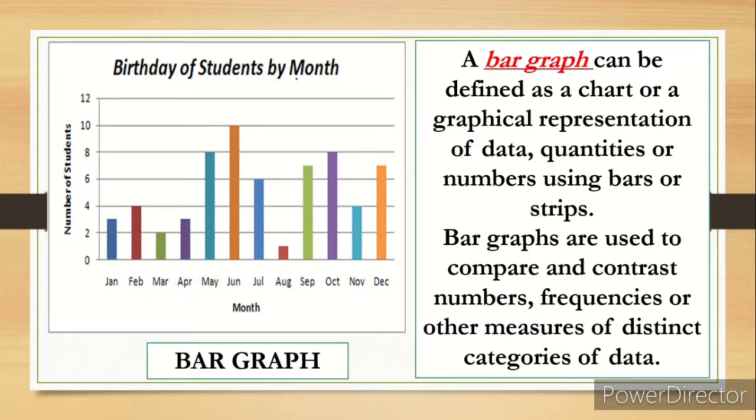Birthday of students by month. So we have here the number of students, and then we have here the months. So we could see that this graph uses bars to represent the number or the data.